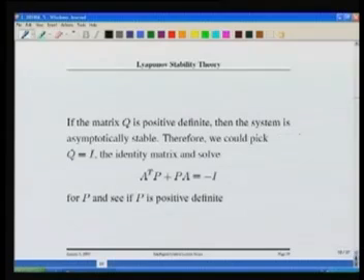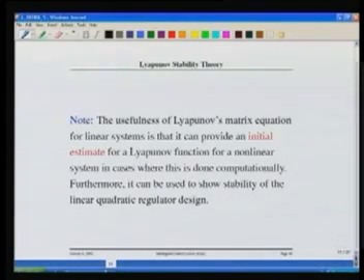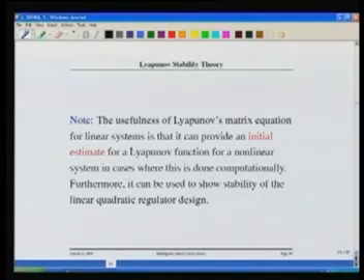Okay. So, this we already discussed, that if the matrix Q is positive definite, then the system is asymptotically stable. Therefore, we should pick Q equal to I, the identity matrix, which is a positive definite matrix, and find if P is positive definite. If P is positive definite, then it is stable. So, the usefulness of Lyapunov's matrix equation for linear system is that it can provide an initial estimate for the Lyapunov function for a nonlinear system in cases where this is done computationally. Furthermore, it can be used to show stability of the linear quadratic regulator design. Sometimes we are not very clear how to find the Lyapunov function for some nonlinear systems, and there the Lyapunov matrix equation becomes handy.